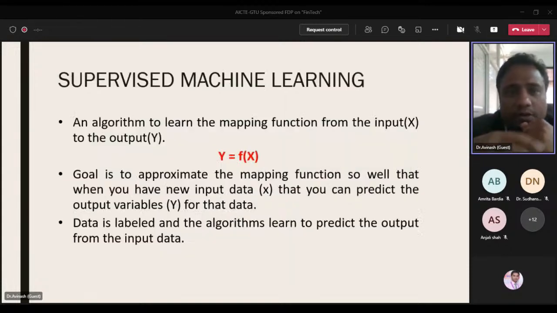Okay, so now let's talk about supervised machine learning. It is an algorithm that learns the mapping function from the input to the output, where y is equal to f(x). So x is the input and y is the output. The goal is to approximate the mapping function so that, given input data x, we can predict the output variable y for that data.